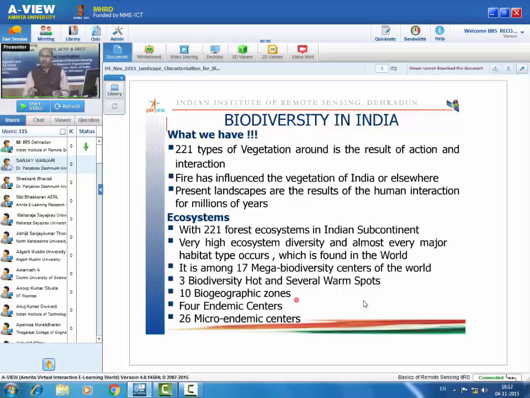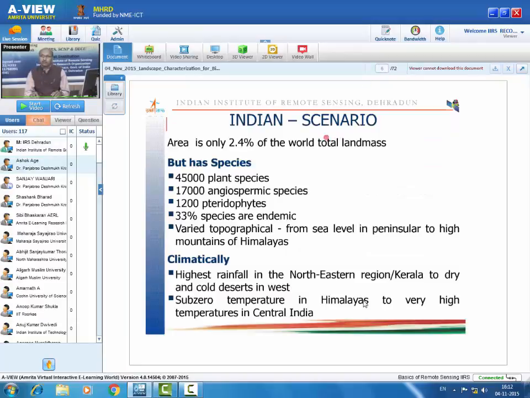So we have 10 zones. There are 4 endemic centers. That means, let's say, Eastern India, Western Himalayas, and the Eastern and Western Ghats. So even the Andaman Nicobar Islands. And then we have 26 micro-endemic centers. That means the biodiversity present in those areas is extremely unique. That means you have micro niches where you have biodiversity which is not found elsewhere. So this is what we have here in our country.